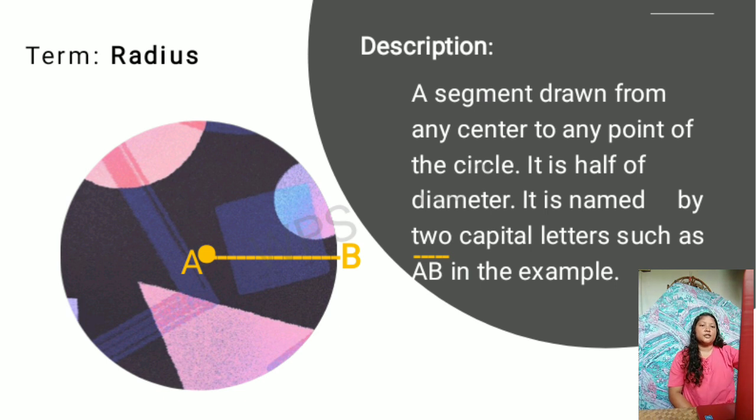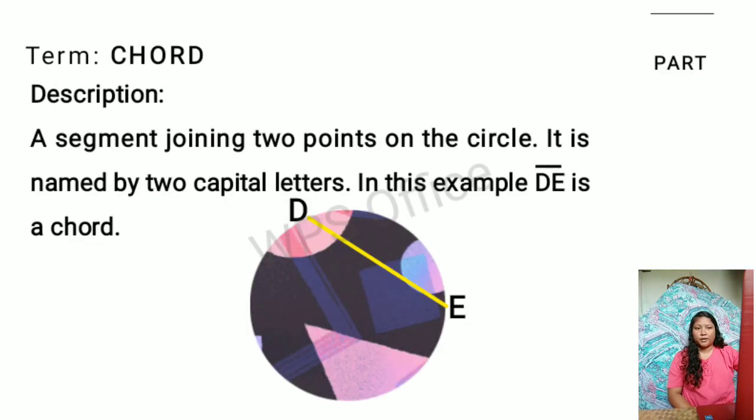Let's proceed to the third one, that is the chord. A chord is a segment joining two points on the circle. It is named by two capital letters. In the example on the screen, DA is a chord.